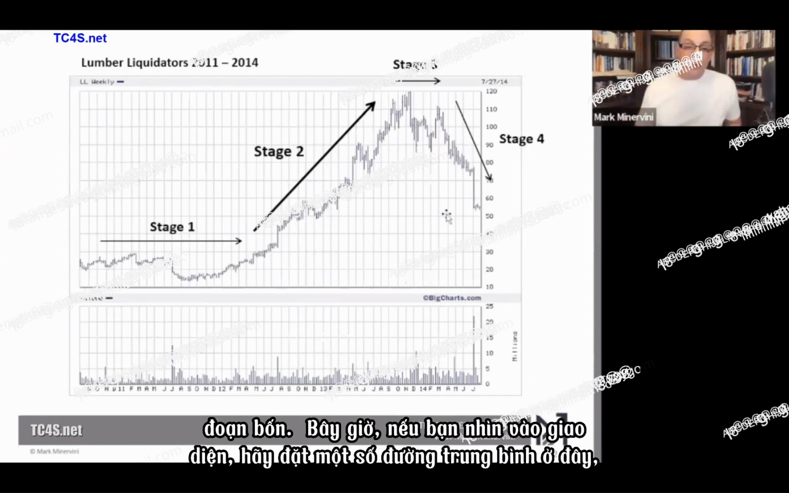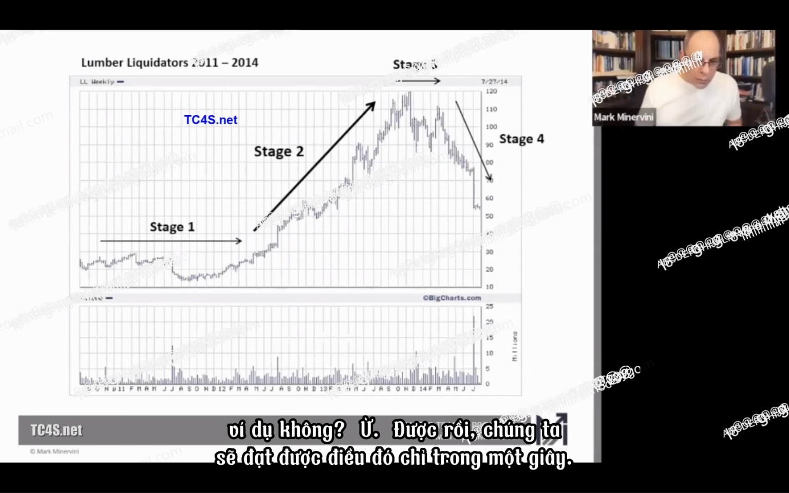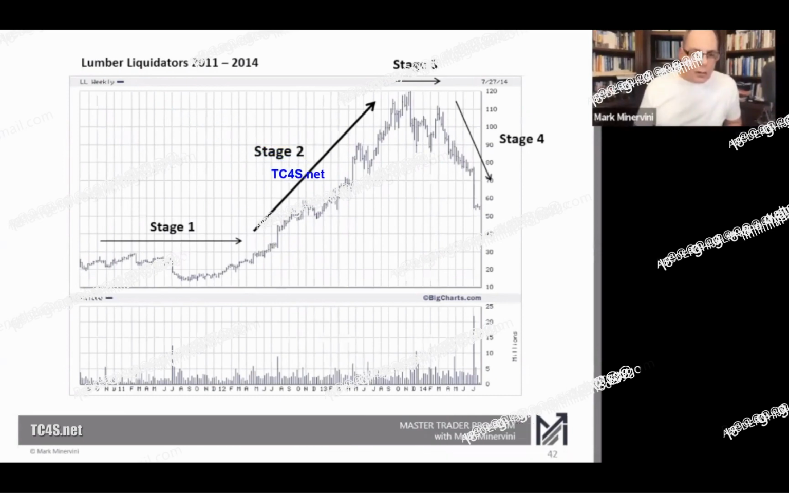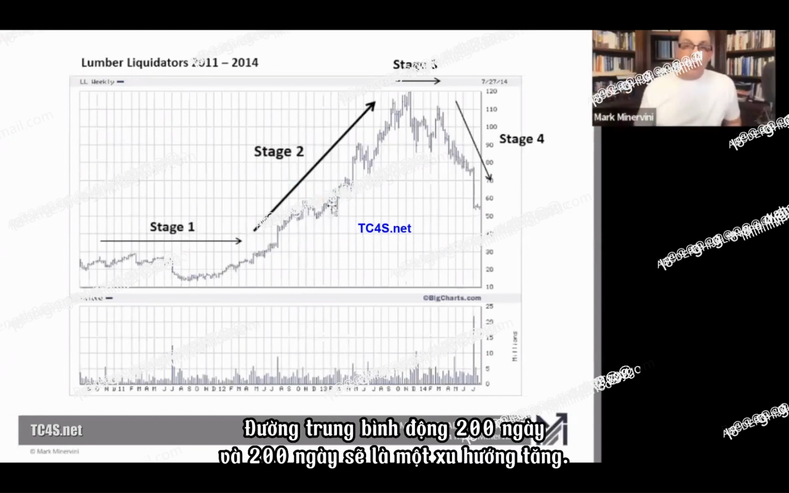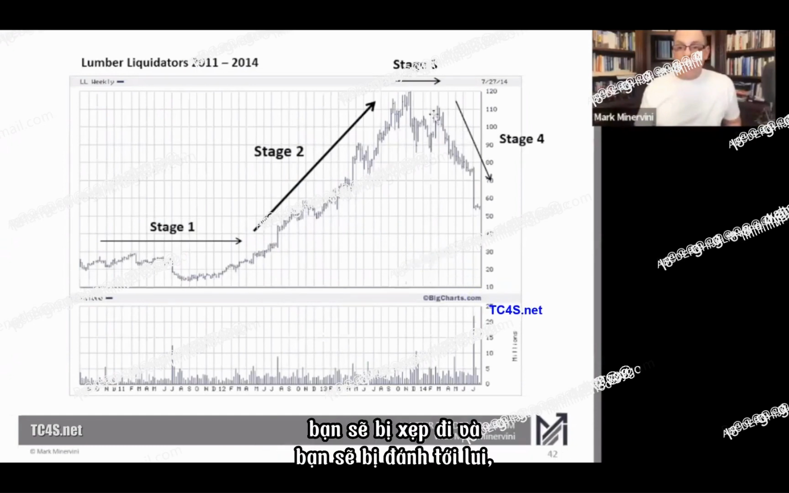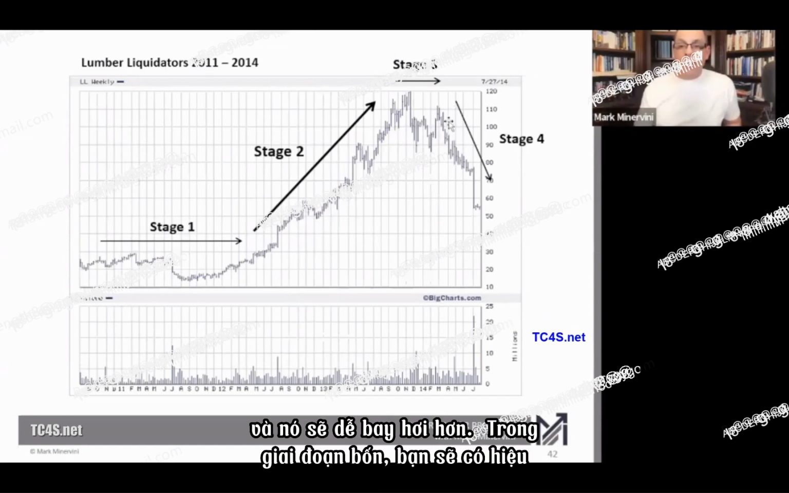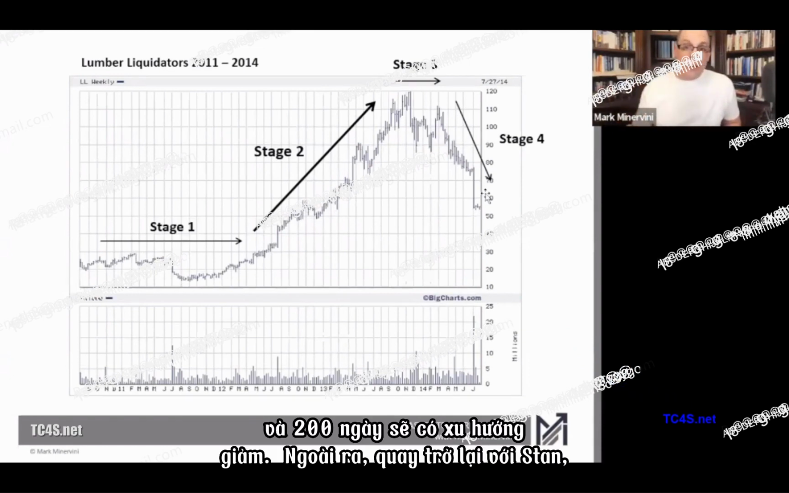Now, if you were to put some moving averages here, you're going to see that, and let me just see, do I have the examples? Yeah, okay, we're going to get to that in just a second. You're going to see that you're going to be above the 200-day moving average, and the 200-day is going to be in an uptrend during stage 2. In stage 3, you're going to flatten out. You're going to be whipping back and forth, and it's going to be more volatile. In stage 4, you'll have a mirror effect of stage 2, where you'll be below the 200-day, and the 200-day will be in a downtrend.